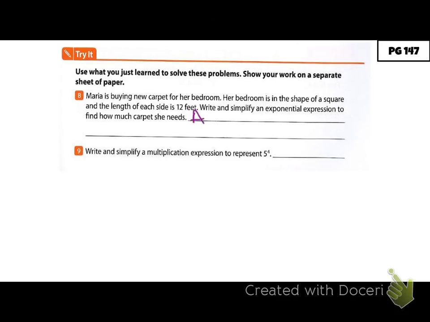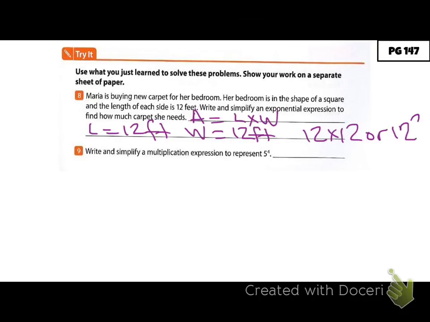So we know area is finding our length times our width. So if we look at this, we know the length is 12 feet and our width is 12 feet. So we would do 12 times 12, or 12 to the second power, or 12 squared. 12 times 12, or 12 squared, gives us 144 feet squared.